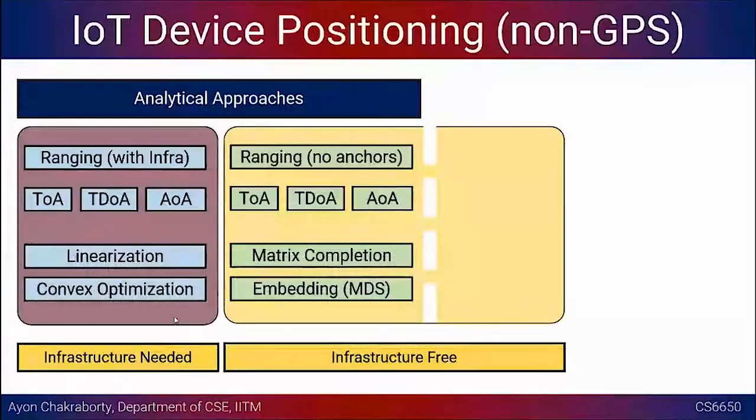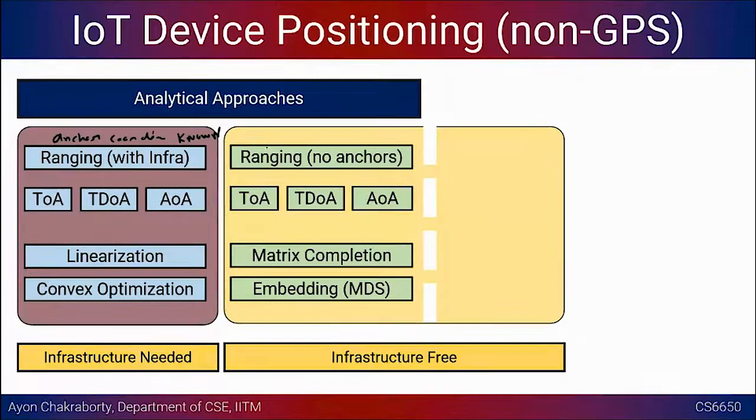Okay. So now we did look at two different kinds of techniques. Both involved ranging, but one was without infrastructure. One was with infrastructure. So on the left hand side, we knew the coordinates of the anchors. Anchor coordinates known, right? Whereas on the right hand side, we still had ranging.